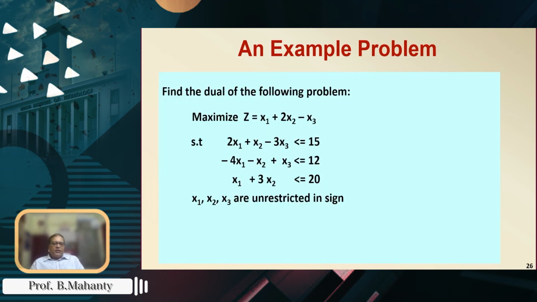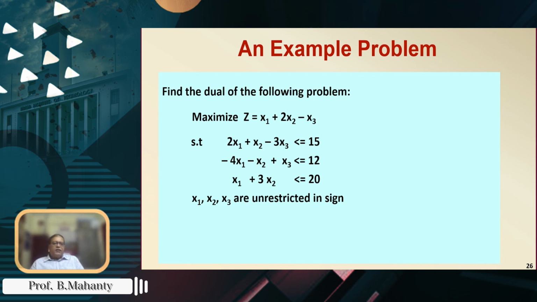Let us look at a very simple example problem. So in this example problem, find the dual of the following problem. Maximize z equal to x1 plus 2x2 minus x3 subject to 2x1 plus x2 minus 3x3 less than equal to 15, minus 4x1 minus x2 plus x3 less than equal to 12, and x1 plus 3x2 less than equal to 20. x1, x2, x3 are unrestricted in sign.